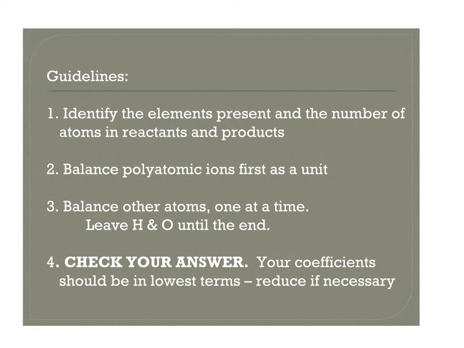So let's talk about some guidelines here before we get started. Number one, identify each of the elements that are present and the number of atoms in both the reactants and the products. Number two, balance what we call polyatomic ions first as a unit. We'll talk about this more in a moment. Number three, balance all other atoms one at a time, and I would leave hydrogen, H, and oxygen, O, until the end. Number four, check your answer. Your coefficients should always be in the lowest terms possible, so you may need to reduce them. But check your answer, and you'll know if you got it right.